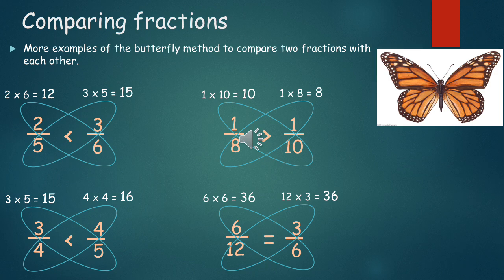Last one, 6/12 and 3/6. 12 times 3 equals 36. 6 times 6 equals 36. So it is equal to each other.